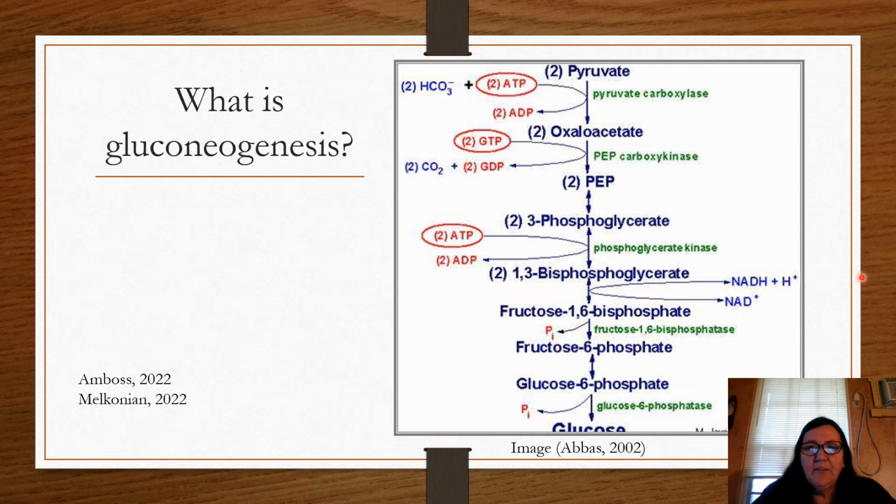Gluconeogenesis occurs in both the cytosol and the mitochondria of the liver, whereas glycolysis occurs just in the cytosol. So the key purpose of gluconeogenesis is to create glucose for energy when needed by the body for everyday functions.